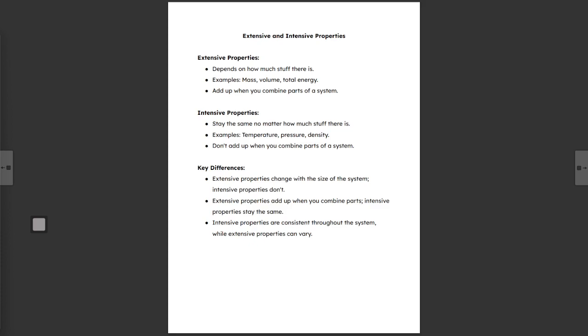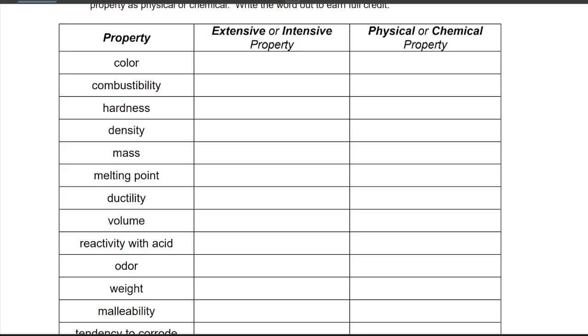Let's go ahead and do some practice. So let's start off with color. I'm just going to write E or I for extensive or intensive property, and P and C for a physical and chemical property, because we're going to also practice that, because that goes hand in hand with extensive and intensive properties.